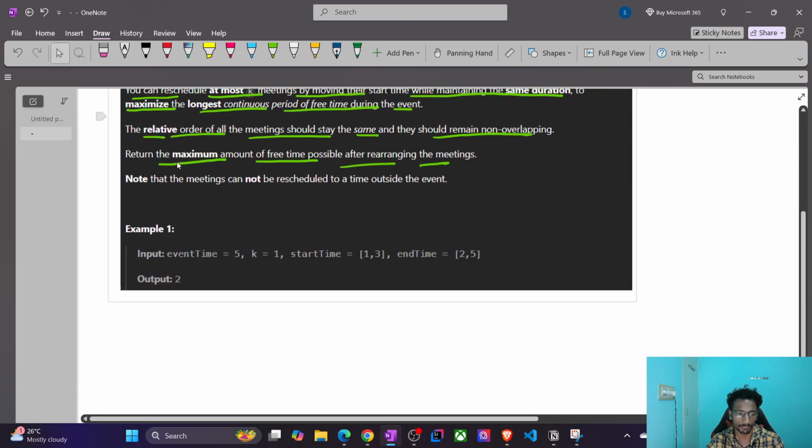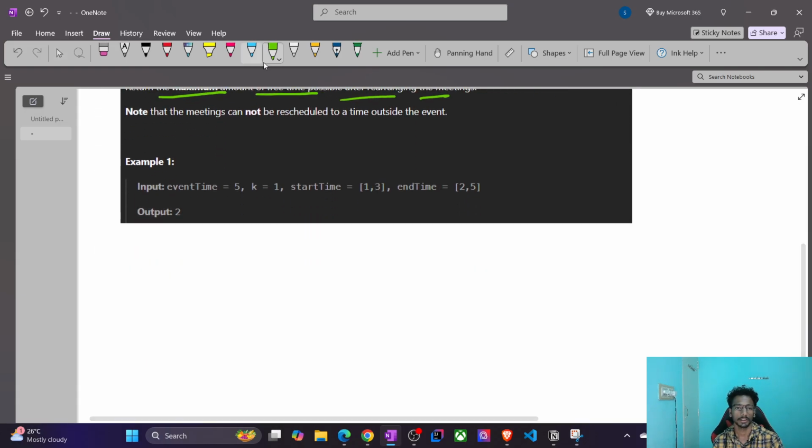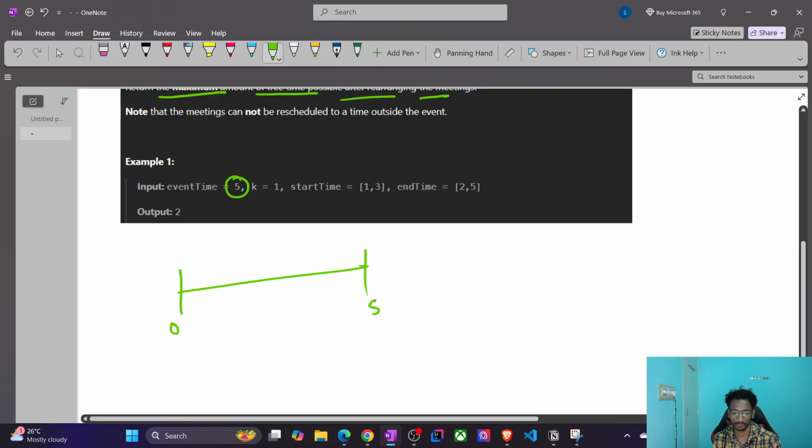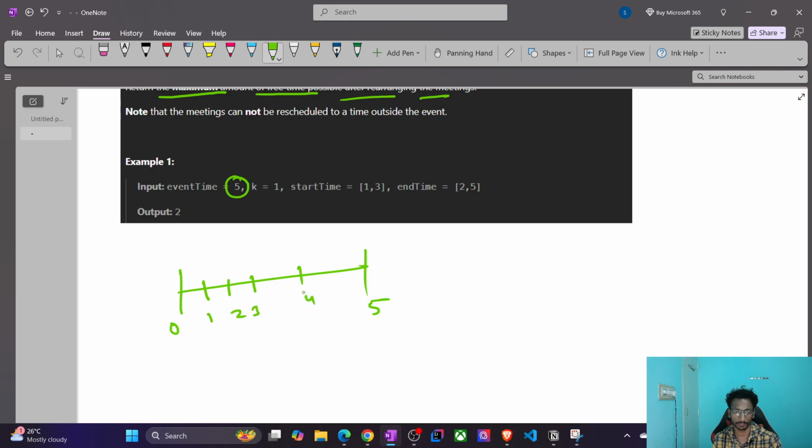Suppose for this example one, the event time is 5, so the total time will be from 0 to 5. Now k is equal to 1, so we can change the time of only one event. The start time of the first event is 1 and it ends at 2, so this is 1 to 2. Another starts from 3 and ends at 5, so 3 to 5. I can change only one event.